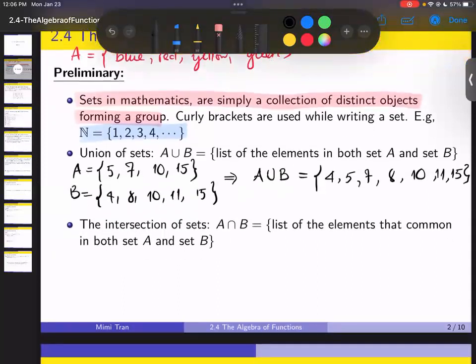A intersection B is a list of elements that are common in both set A and set B. So for example, I'm going to give the same example here. I'll use the same A and B up there, okay? So A union B. I'm sorry, A intersection B. What are the common elements in both A and B? Yeah, 10 and 15, that's it. So with intersection the set gets smaller, only the common elements.